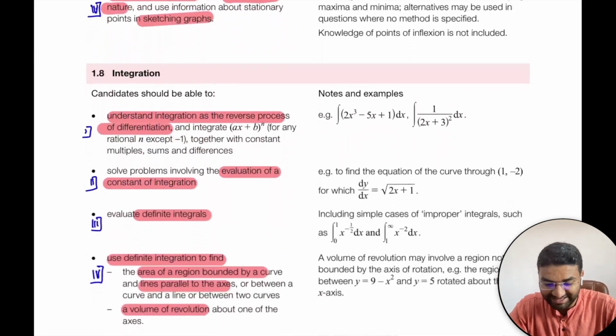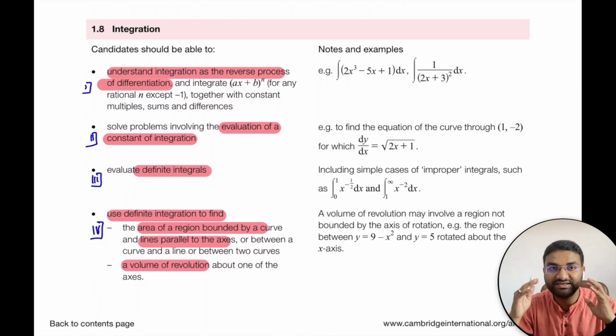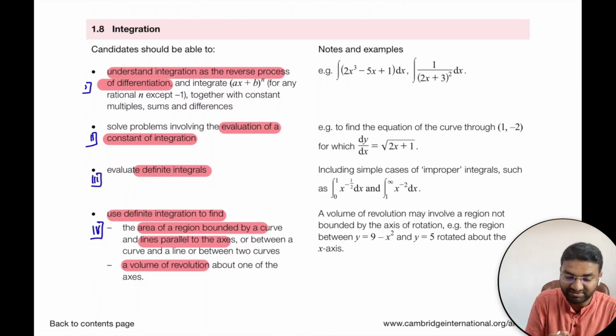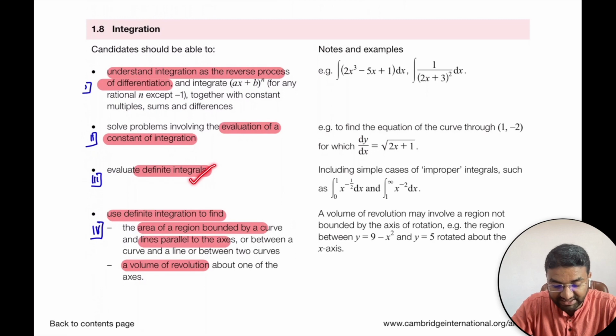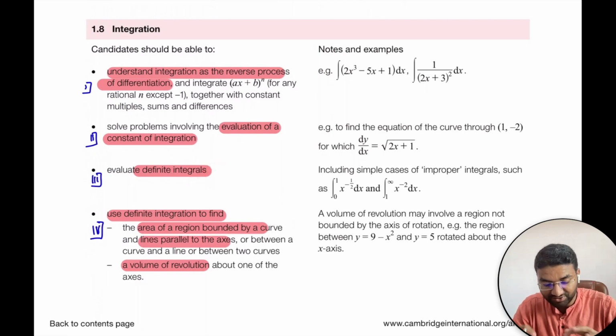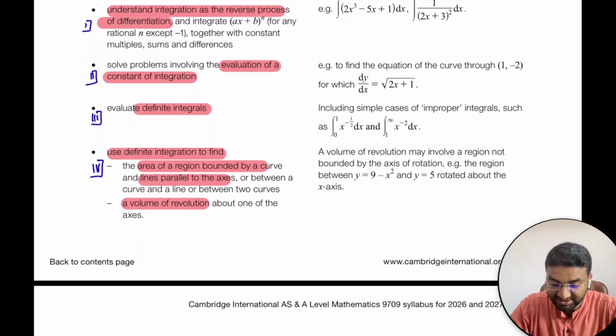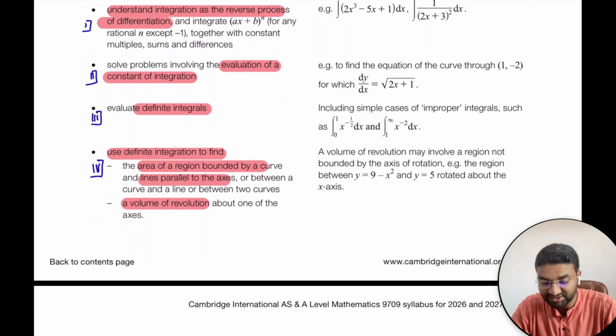Next, integration. Integration is exactly the reverse process of differentiation. We have 4 topics. Firstly, the reverse process of differentiation, then evaluation of the constant of integration, the definite integral part. Lastly, we have to find the area of the region bounded by the curve and lines parallel to the axis. Basically we have to find areas. Then the volume part is there using integration.